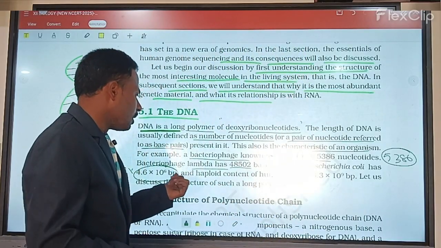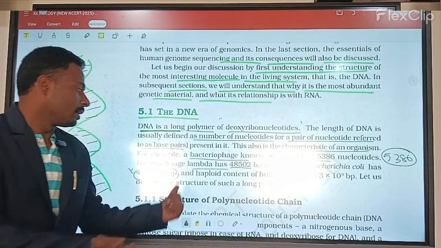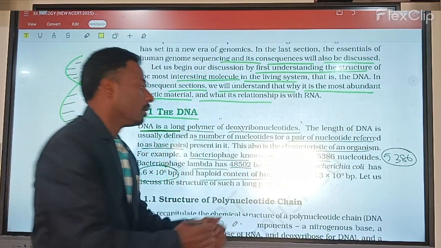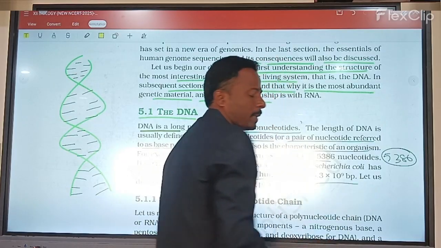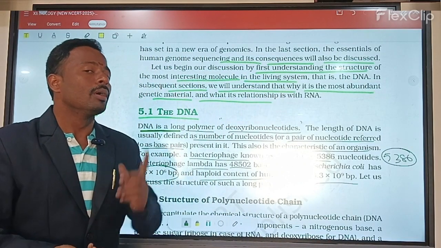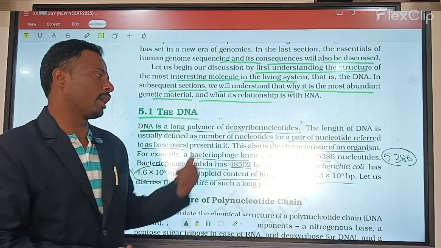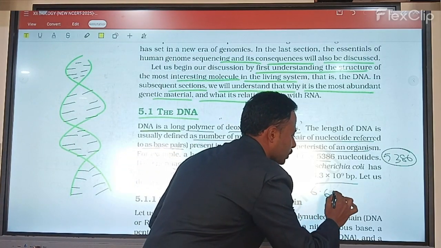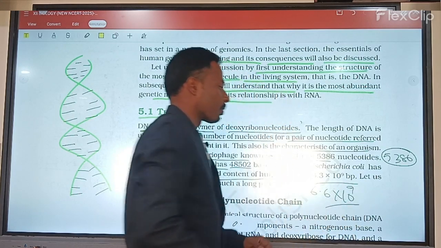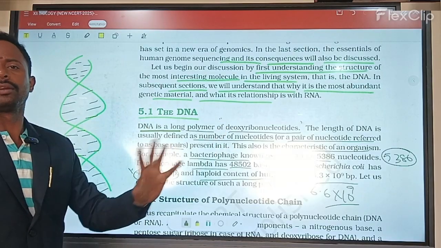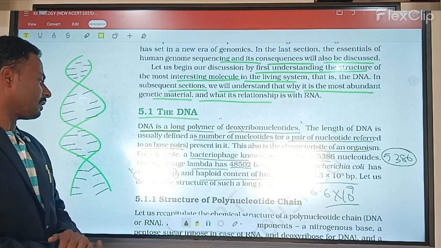When you observe the haploid content of human DNA, it is 3.3 into 10 to the power of 9 base pairs. Now if I give only the haploid, you can calculate the diploid. It is 6.6 into 10 to the power of 9 base pairs, because this is haploid and this is diploid DNA, so we can easily calculate the length of the DNA.